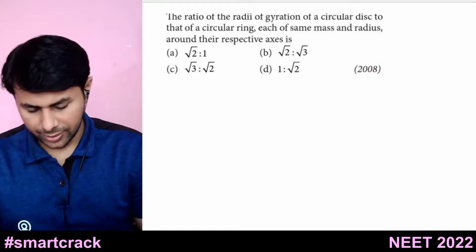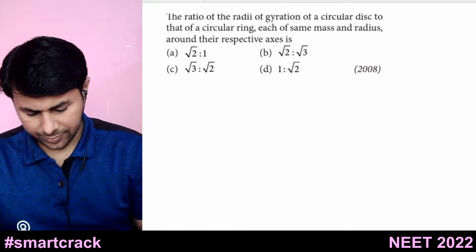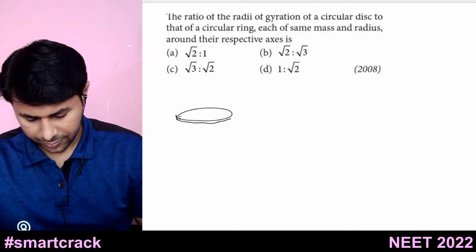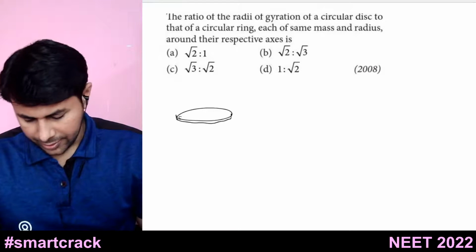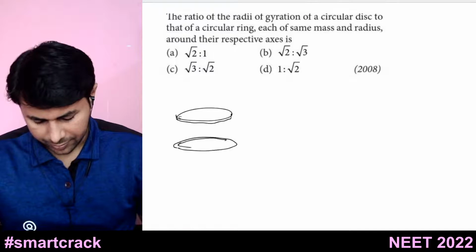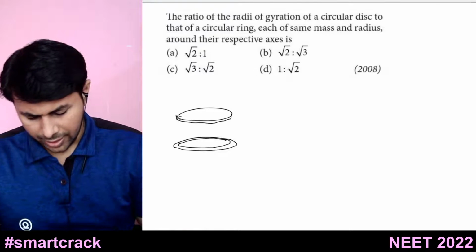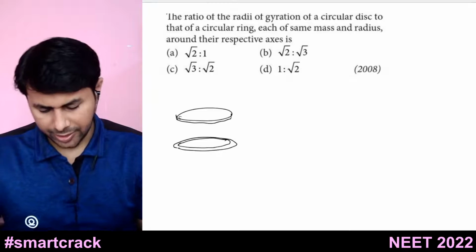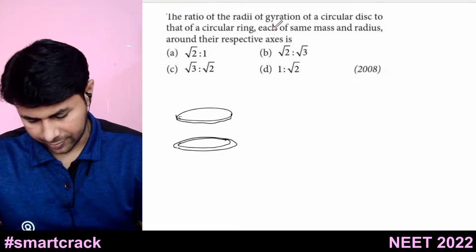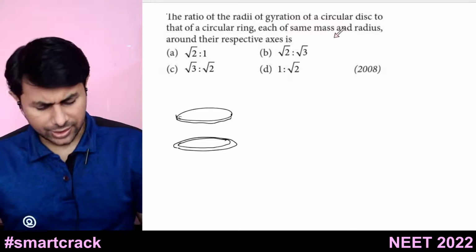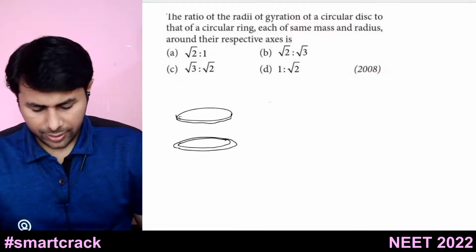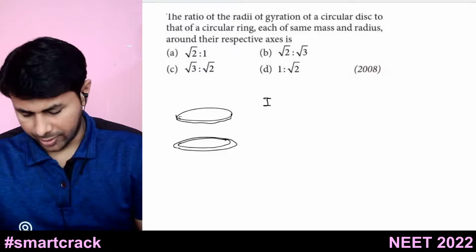So we have a circular disk, a disk like this, and a circular ring, a ring, and we want the ratio of their radii of gyration. They have the same mass and the same radius. So what is the moment of inertia of a disk?